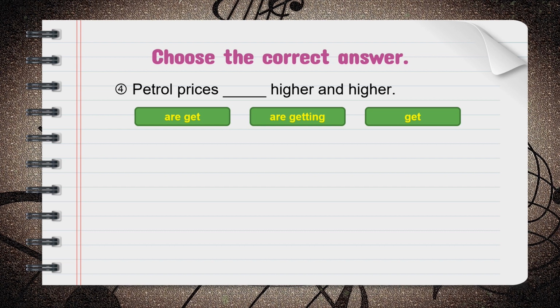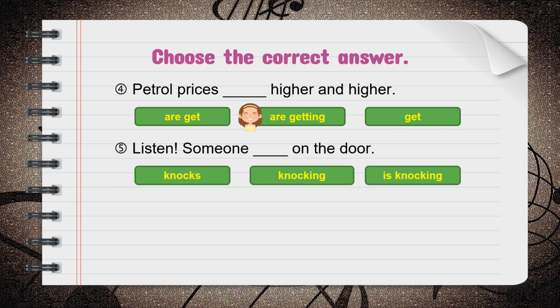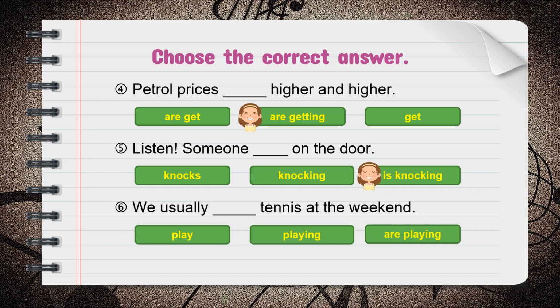Okay, go ahead. Petrol prices are getting higher and higher. Okay, excellent. So petrol prices are getting higher and higher, and this is a new trend, so this is why we use the present continuous. Next. Listen, someone is knocking on the door. Okay, great. Listen, someone is knocking on the door, and this is an action taking place at the same time of speaking. Okay, cool. The last sentence.